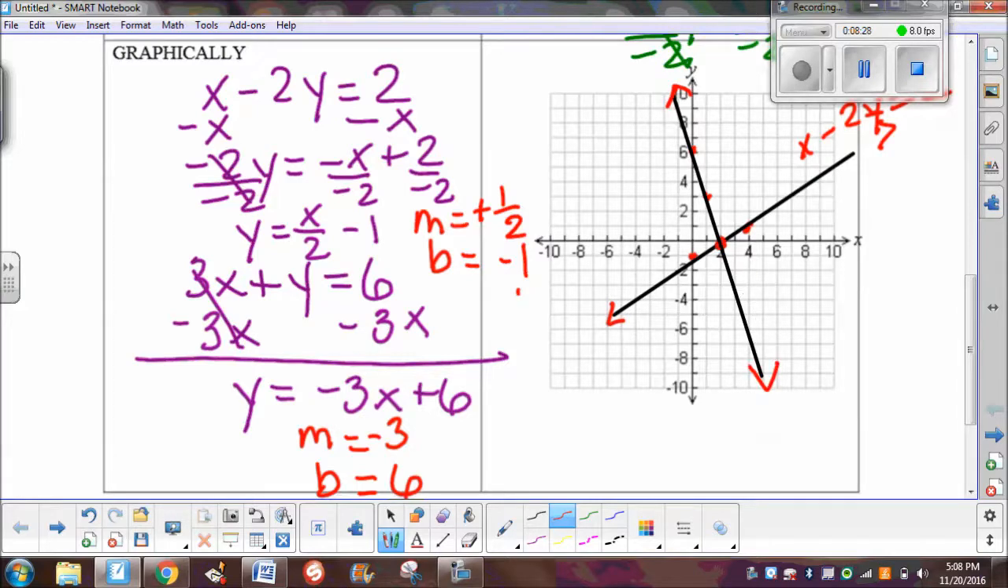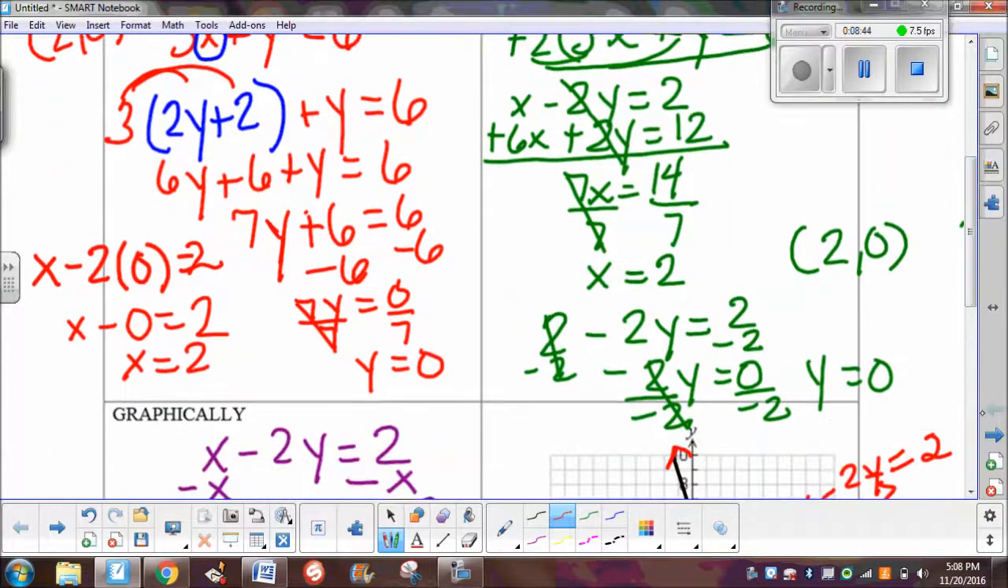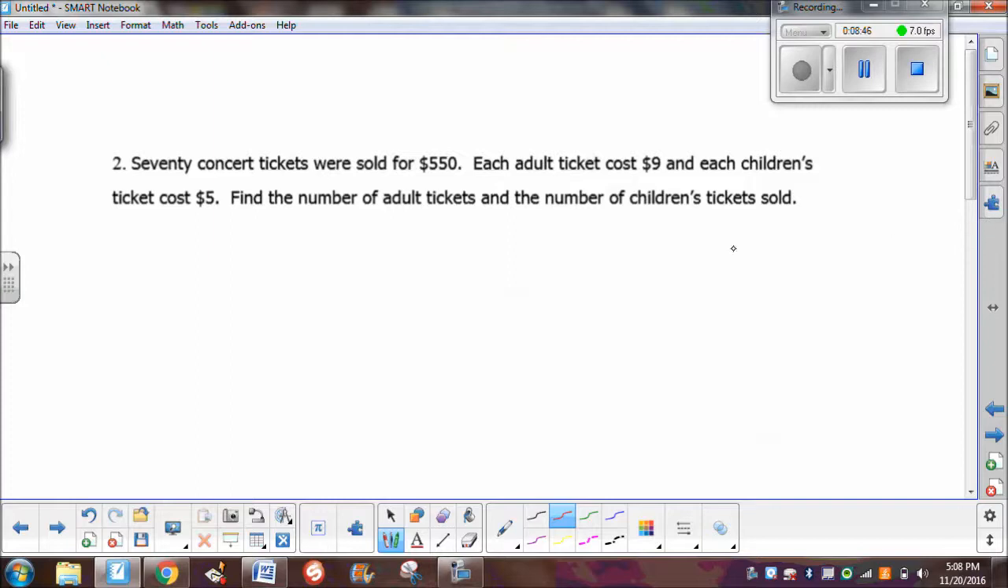All right, so let's label that. 3x plus y equals 6. So there's my solution. Bingo, (2, 0). All right, so same system, 3 ways. You should always get the same answer. Let's hop over to the next page.